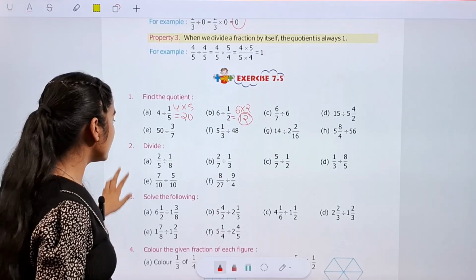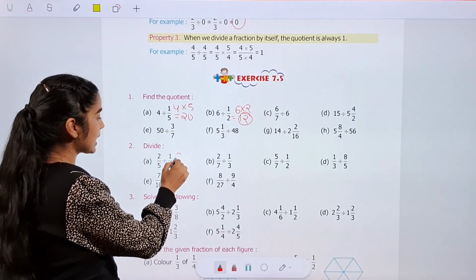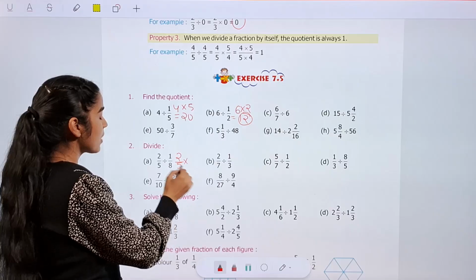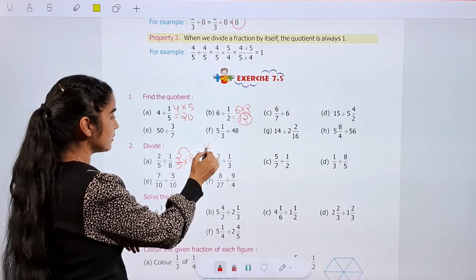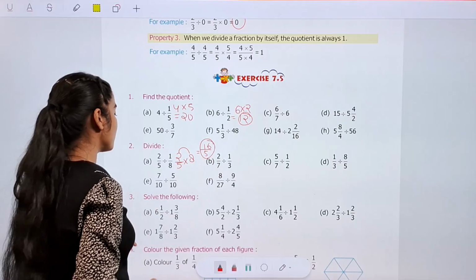Next we have divide 2 by 5 divided by 1 by 8. Again the same number will remain same. 1 by 8 reciprocal is 8. So 2 8s are 16 and divided by 5. 16 by 5 is your answer.